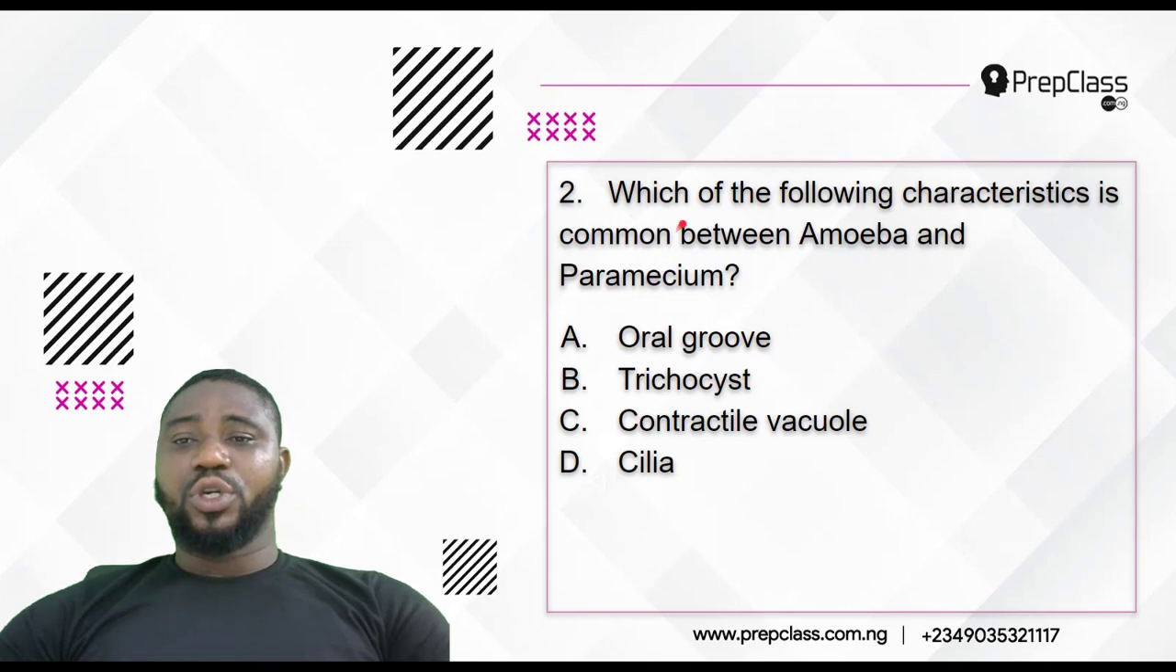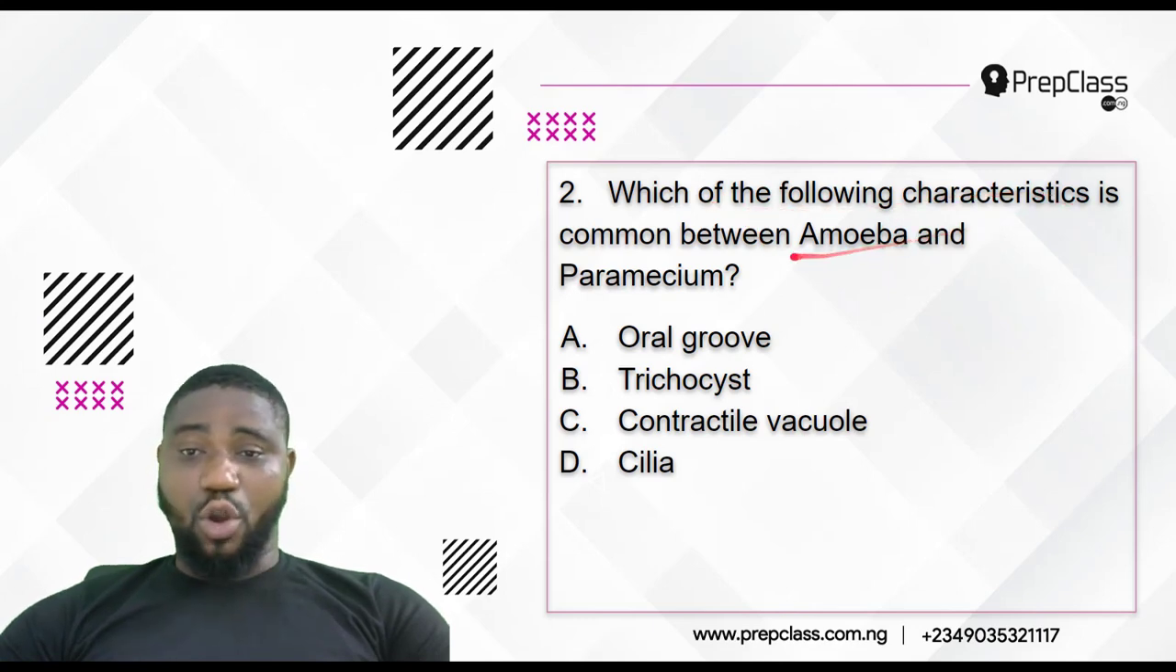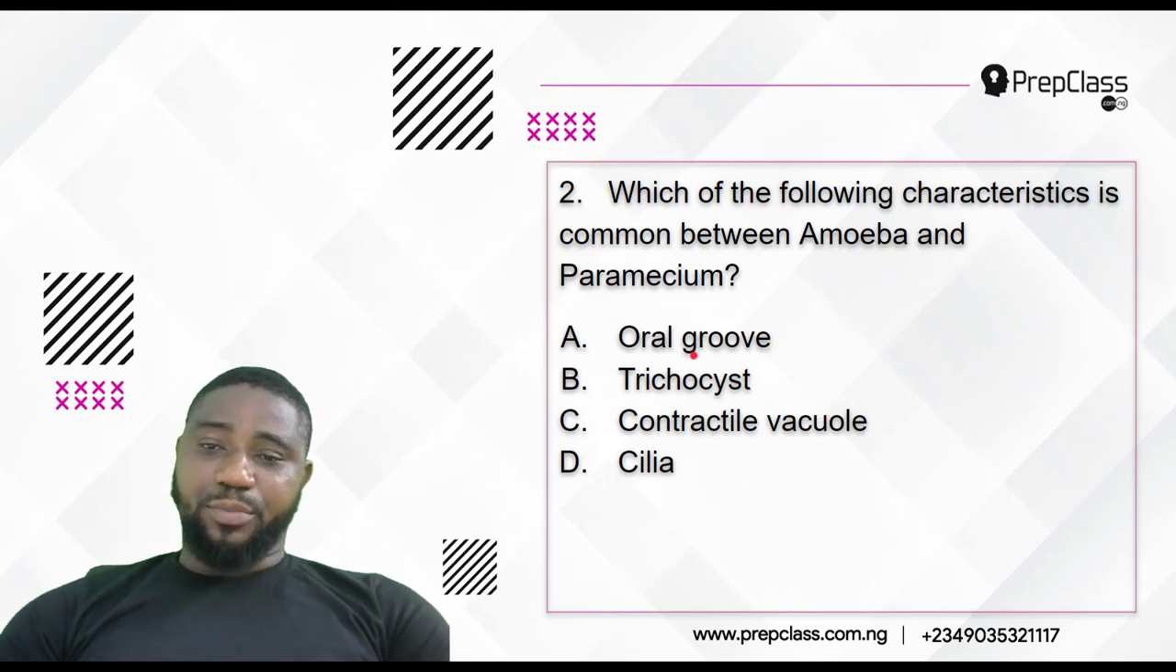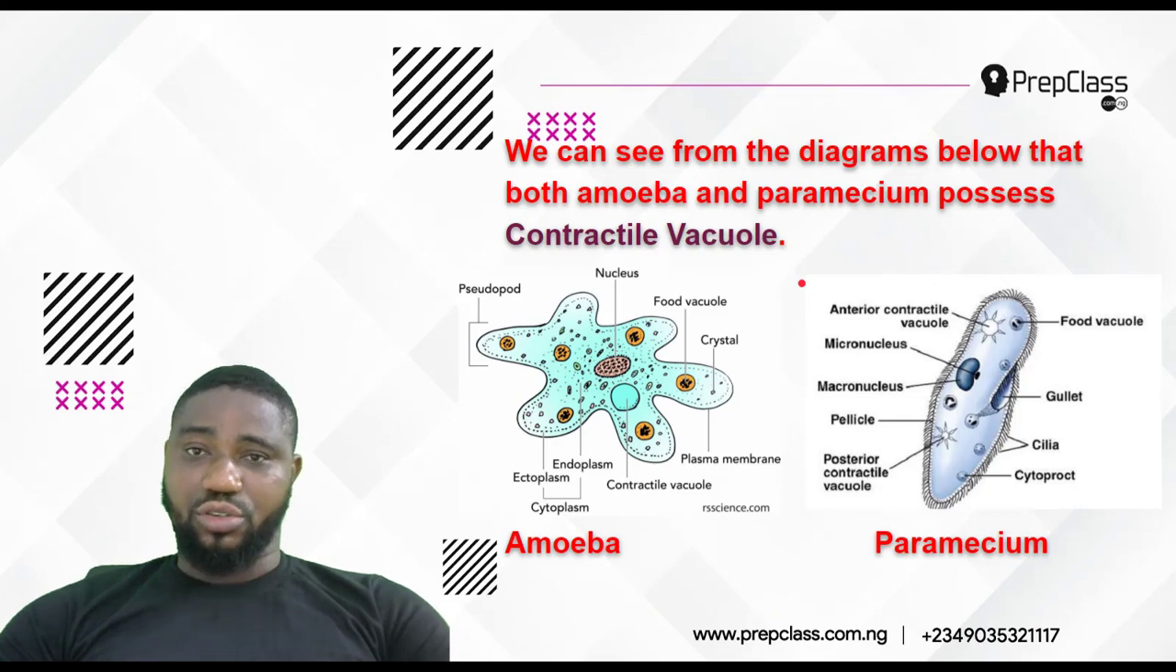Number 2. Which of the following characteristics is common between amoeba and paramecium? Which of the following characters or characteristics is common between amoeba and paramecium? Is it possession of oral groove? Is it possession of trichocyst? Is it possession of contractile vacuole or cilia? What I'll do now is I'll show you the two structures.